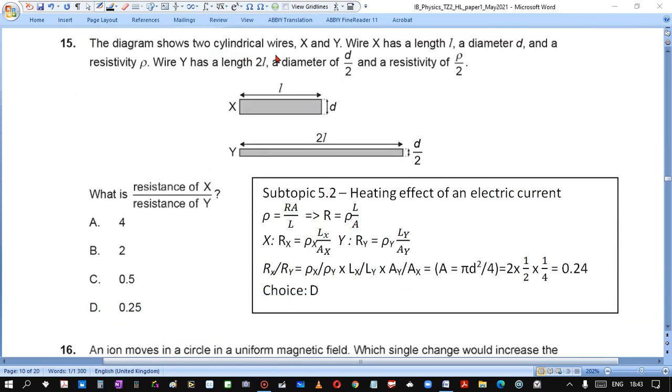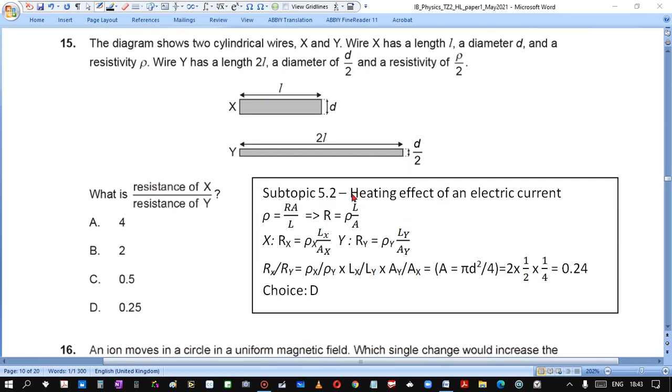The diagram shows two cylindrical wires X and Y. Wire X has a length L, diameter D, and a resistivity ρ. Wire Y has a length 2L, diameter of D over 2, and resistivity ρ over 2. What is the ratio of resistance of X to resistance of Y?